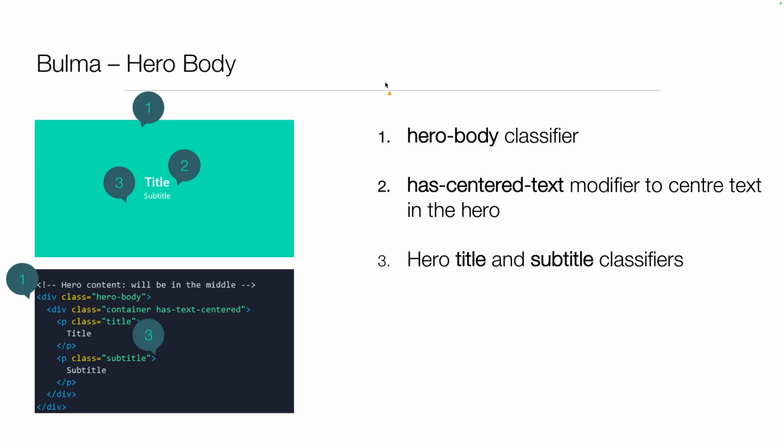So the Bulma hero body. We're going to focus in on that here. We have the class of hero body, and then we have a container with our title and our subtitle. You can see our title and our subtitle with different stylings, and they're centered as well. That's quite nice. And they're centered because we have the has-text-centered modifier on our container.